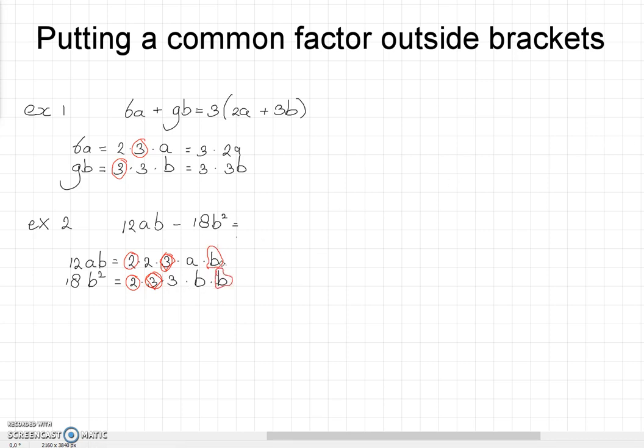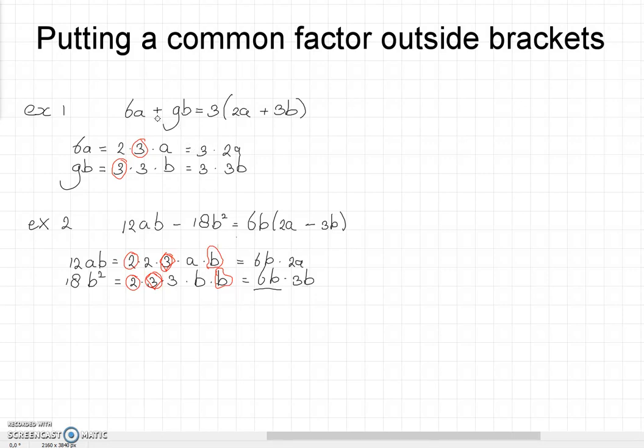So that means that we can write down these terms as 2 times 3 times b times 2a and 2 times 3 times b times 3b. So the common factor is 6b, so we write that down. We open the brackets, and we have 2a and 3b. And since there's a minus sign here, there should also be a minus sign there. So 6b times 2a minus 3b.